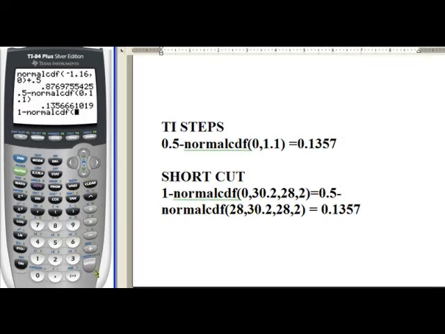You're going to integrate 0 to 30.2. And then you're going to enter the mu, which is 28. And then you're going to enter the standard deviation, which is 2. Close your parentheses. And that will give you the answer of 0.1357.